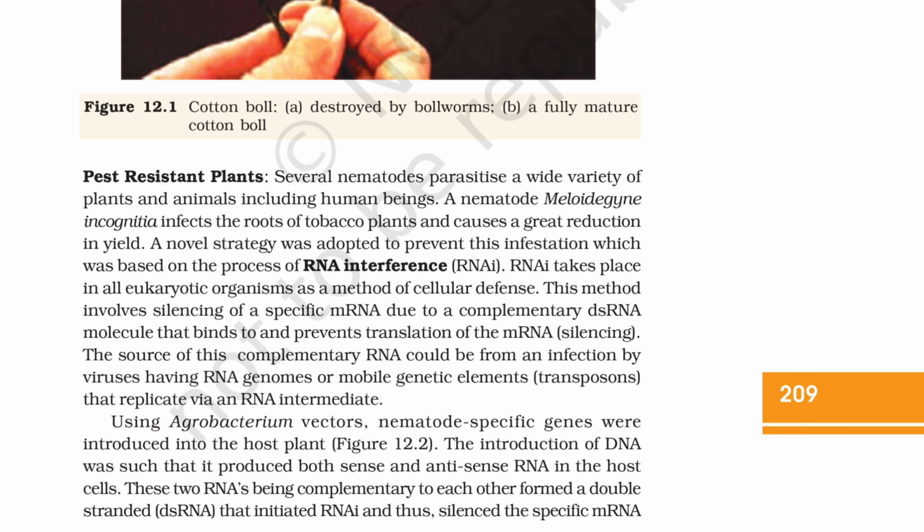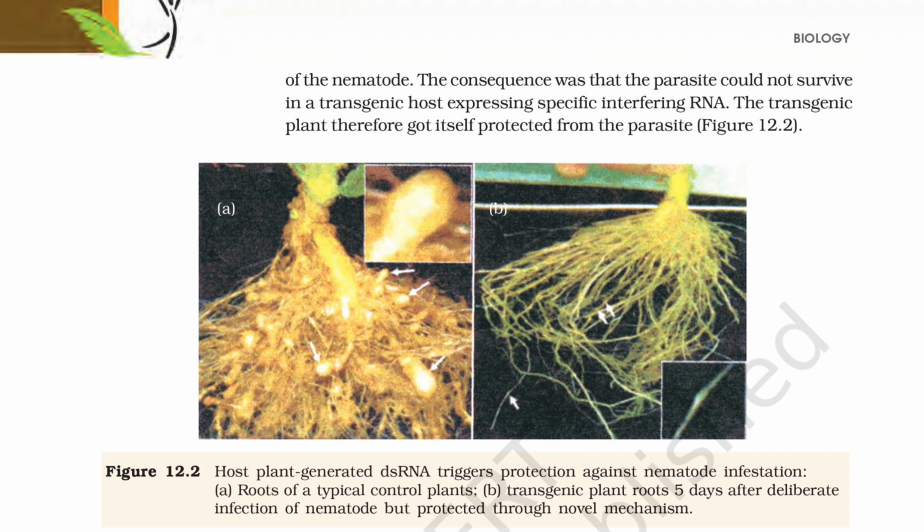The source of this complementary RNA could be from an infection by viruses having RNA genomes or mobile genetic elements, transposons, that replicate via an RNA intermediate. Using Agrobacterium vectors, nematode-specific genes were introduced into the host plant. The introduction of DNA was such that it produced both sense and antisense RNA in the host cells. These two RNAs being complementary to each other formed a double-stranded RNA that initiated RNAi, and thus silenced the specific mRNA of the nematode. The consequence was that the parasite could not survive in a transgenic host expressing specific interfering RNA. The transgenic plant therefore got itself protected from the parasite.